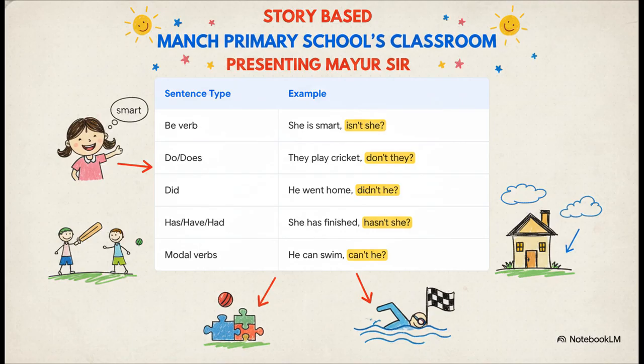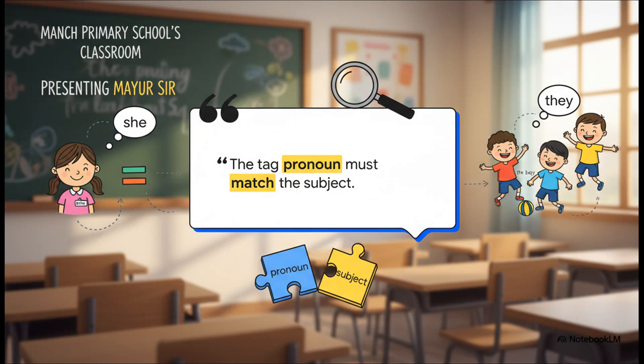And you know what's so cool about this rule of opposites? It's like a master key. It works for basically all the main verbs in English. It doesn't matter if you're using verbs like is or play or even past tense like went or modals like can. The pattern just works. She is smart, isn't she? They play cricket, don't they? See? The rule always applies. It's fantastic.